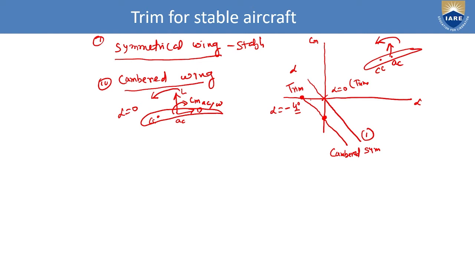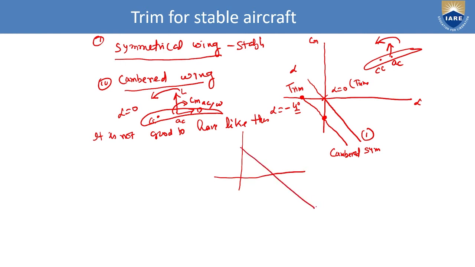But like this we don't want. If it is like this, it is not good, because we want a positive trim angle of attack. So your actual trim should be like this. Means this is your trim angle of attack, and it should be positive. So it will come when you have Cm naught. This is called Cm versus alpha. That Cm naught should be greater than 0.